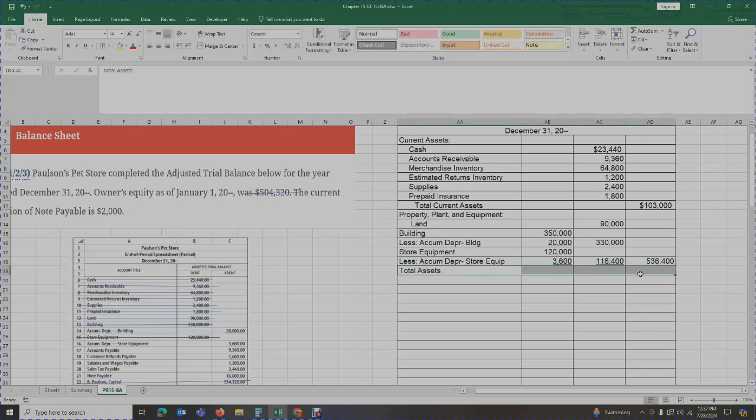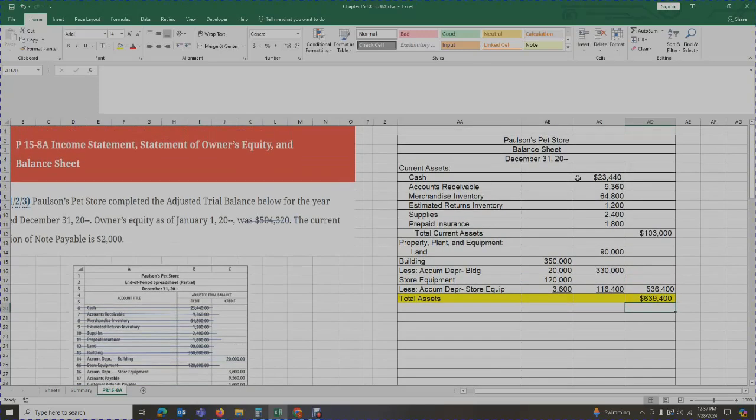Now we're going to calculate the total assets. Okay, this is a very important line item. Okay, so my total assets will be the sum of your total current assets plus your total property, plant, and equipment, and that will give you $639,400. Okay, so we've categorized our assets based on current assets and property, plant, and equipment. Okay, and the sum of the two, we have the sum of the total current assets and the sum of the property, plant, and equipment. The sum of those two will give you your total assets. Okay.